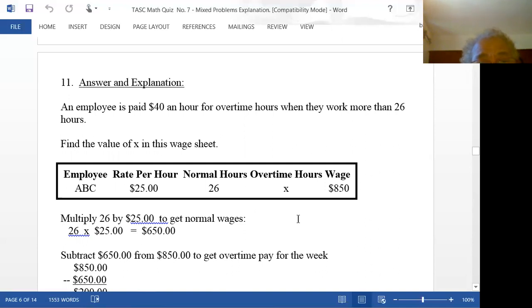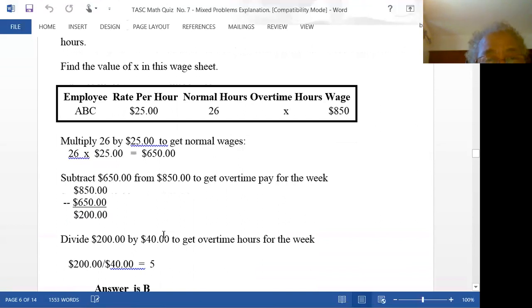So, what do we want to do first? Well, first we want to multiply the number of hours, the normal hours, times the normal rate to get how much he made in normal wages for the week. So 26 times 25 is $650. Now we know his normal wages. We were given his overtime wage, the wage with the overtime pay.